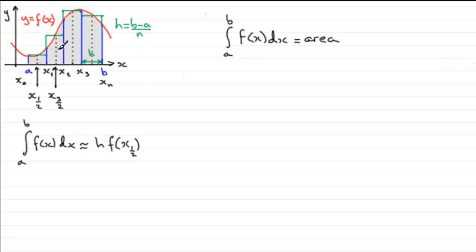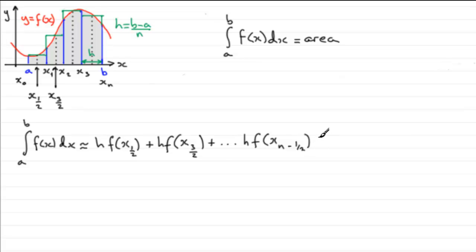And when we come on to the next rectangle, it's going to be the width of the strip, h, multiplied by its height, which is the same as the height of the dotted line here. In other words, f of x 1.5 or f of x 3/2. And we're going to be adding all these rectangles up until we get to this last rectangle. And on the last rectangle, it's going to be h times its height. Its height is the same as f of xn minus a half.